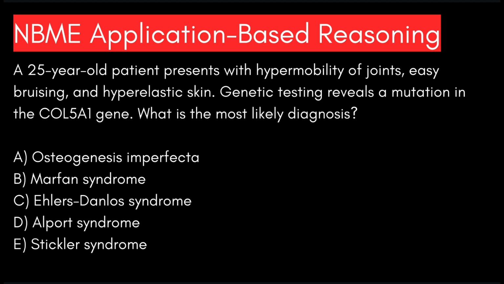We have a 24-year-old patient that presents with hypermobility of joints, easy bruising, and hyperelastic skin. Genetic testing reveals a mutation in the COL5A1 gene. What is the most likely diagnosis? Pretty straightforward. There's some buzzword here that should help you out. Give you guys a few more seconds.